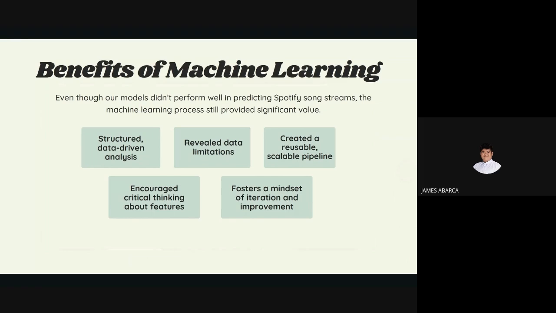Fourth is it pushed us to think critically. We learned that measurable traits aren't always influential. Just because we can record danceability doesn't mean it drives streams. Fifth and lastly is it laid a foundation for future improvement. These results aren't a failure, they're a baseline. Now we can iterate, add better features, and refine our predictions.